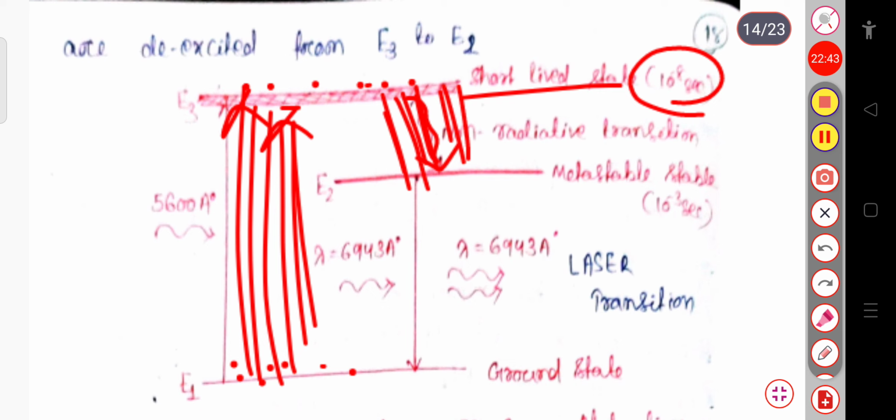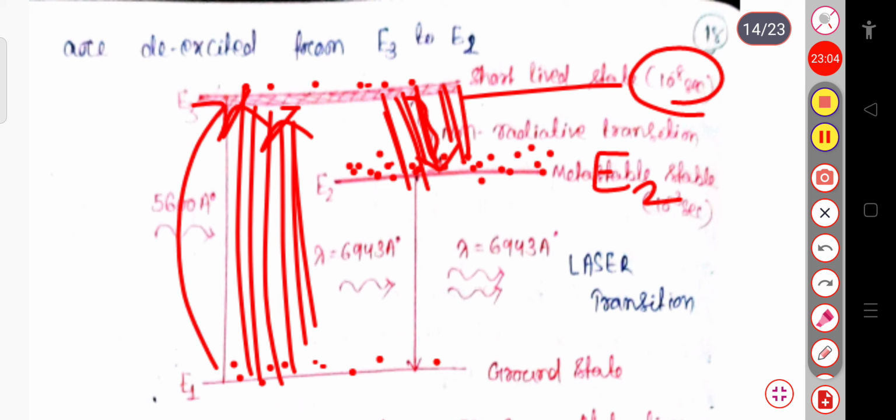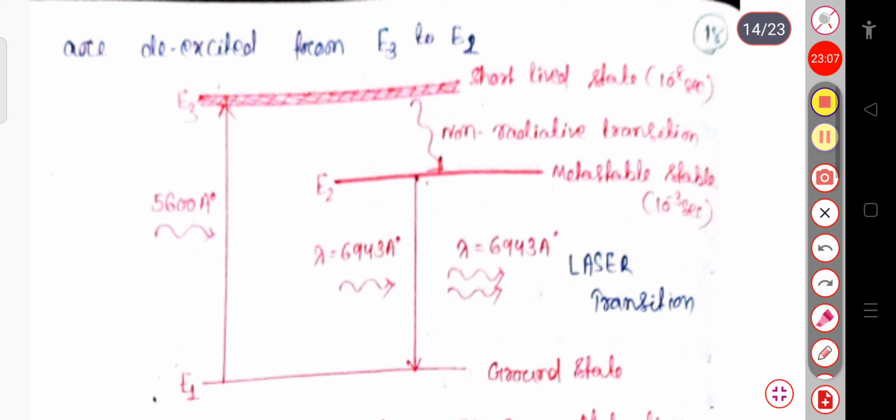So for a shortened time interval, the maximum number of atoms will be present in the E2 state, or we can say there will not be even a single atom present in the ground state that could reach the higher state again. For a shortened time, the whole population of atoms will be in this state, so there will be no more atoms in the ground state that the flash tube can pump to the higher state.